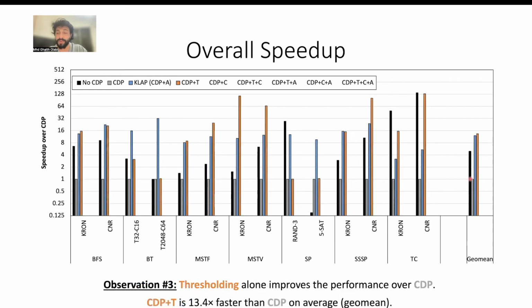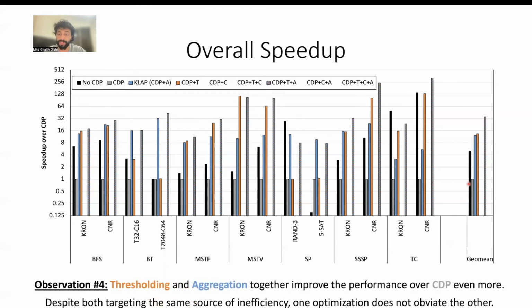Our third observation is that applying thresholding by itself also improved the performance over CDP, such that CDP plus T is about 13.4 times faster than CDP on average. Our fourth observation is that applying thresholding and aggregation together actually improves the performance even more than applying each of them on their own, despite both of these optimizations targeting the same source of inefficiency.